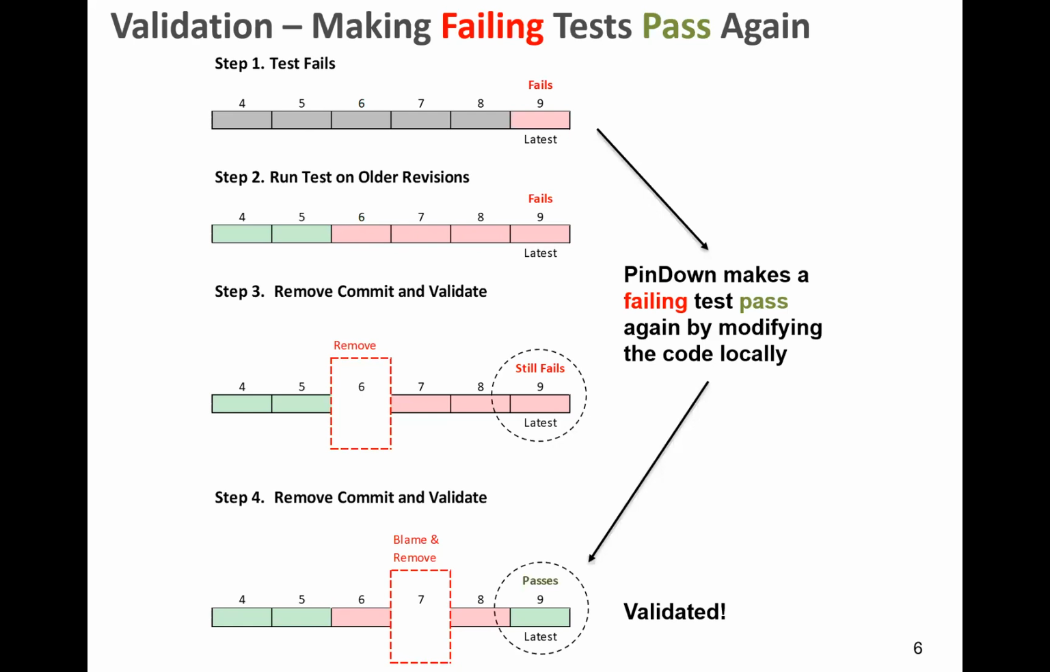We know that 6, 7, 8, 9 contains a bug, and it's just a question of what is the minimum number of commits we have to revert in order for the failing test to pass again. That's the question. In 90% of the cases, I should say, it's a single commit that has caused the failure. In 9% maybe, it's a double commit.